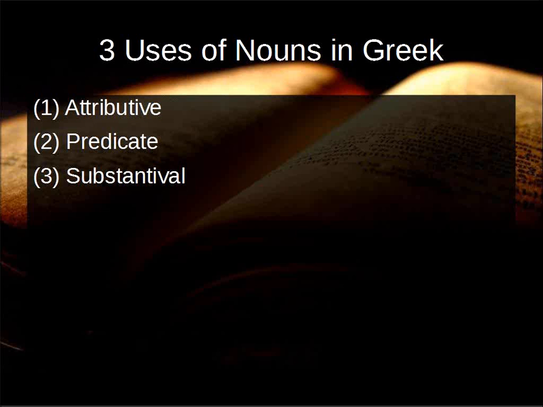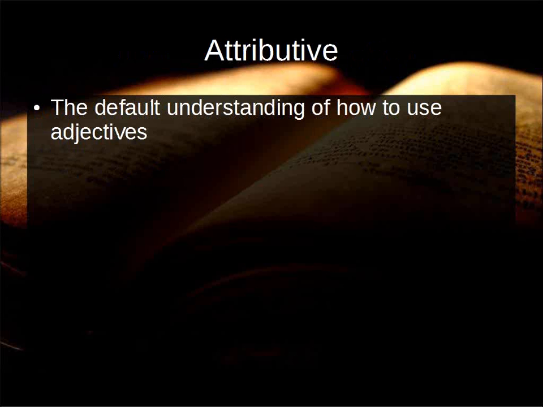And then what I'm going to do next is explain each one more specifically, okay? So let me do the attributive first. The attributive is the default understanding of how to use adjectives. So when we use adjectives in English, the answer more often than not is basically like the good student or the hard book or the delicious meal. All those things are basically the way that we understand how to use an adjective. And this is that way. It is known as the attributive way. The attributive way. Okay?